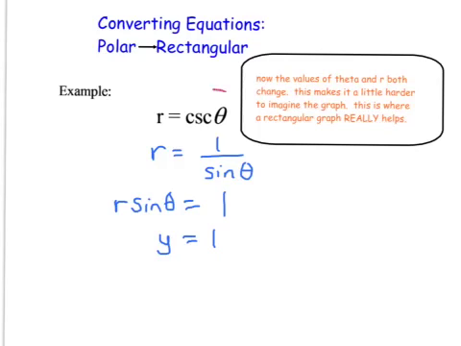So imagine this. There's our polar equation, r equals cosecant theta. Definitely much more difficult. Our rectangular equation is a horizontal line at y equals 1 with a slope of 0. Much easier to deal with the rectangular in this case than the polar version.